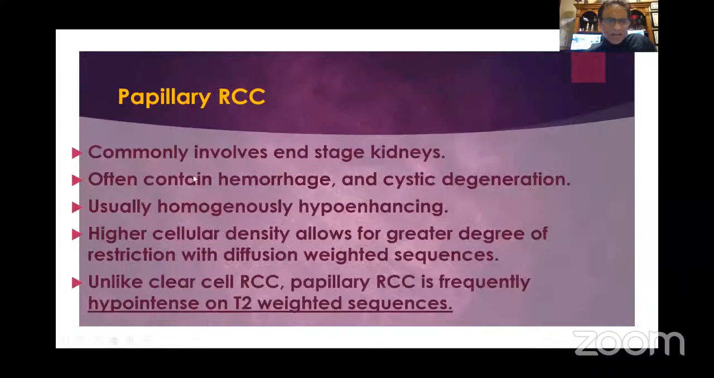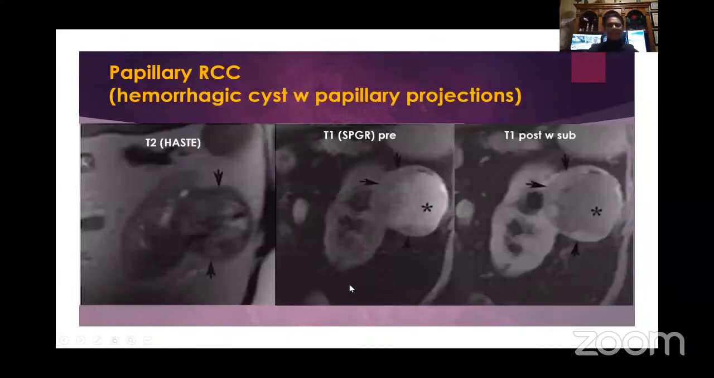So papillary renal cell carcinoma commonly involves end-stage kidneys, often contains hemorrhage or cystic degeneration, and is usually homogeneously hypoenhancing. They can show some restriction on diffusion-weighted images due to their cellularity, which doesn't help. But unlike clear cell RCC, papillary renal cell carcinoma is frequently hypointense on T2-weighted images, whereas the clear cell type is hyperintense on T2-weighted images.